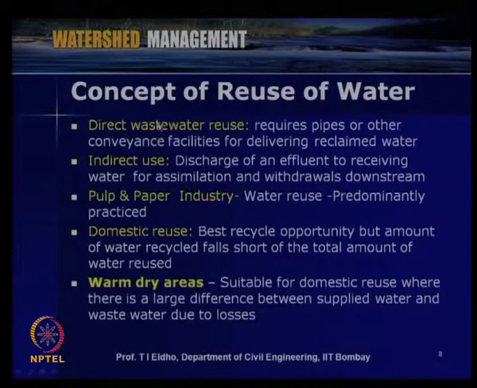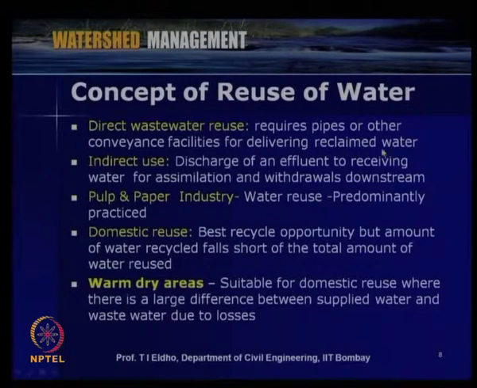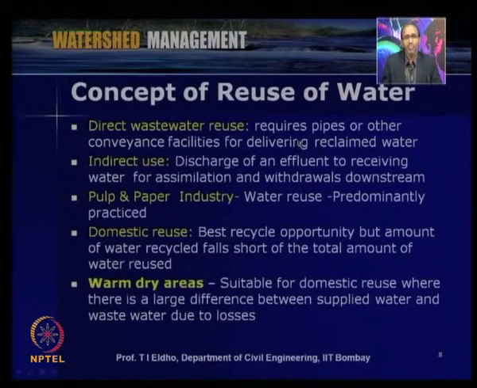Now, as far as reuse is concerned, we can have either direct wastewater reuse or indirect reuse. Direct wastewater reuse requires pipes or other conveyance facilities for delivering the reclaimed water. Most of the time we need a dual system, where the reclaimed water goes through another piping system. That is for direct wastewater reuse, and it may be for irrigation, agriculture, flushing, or some industrial processes.